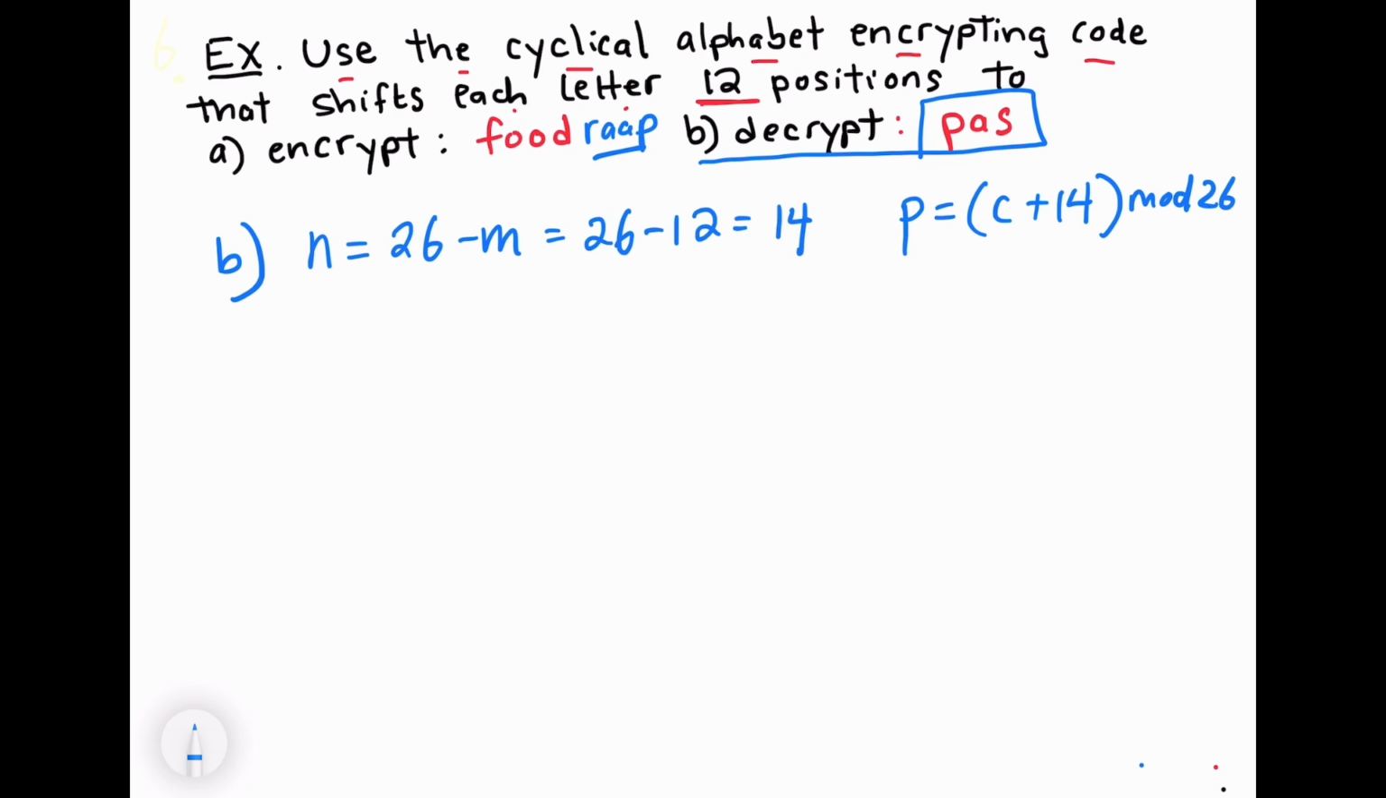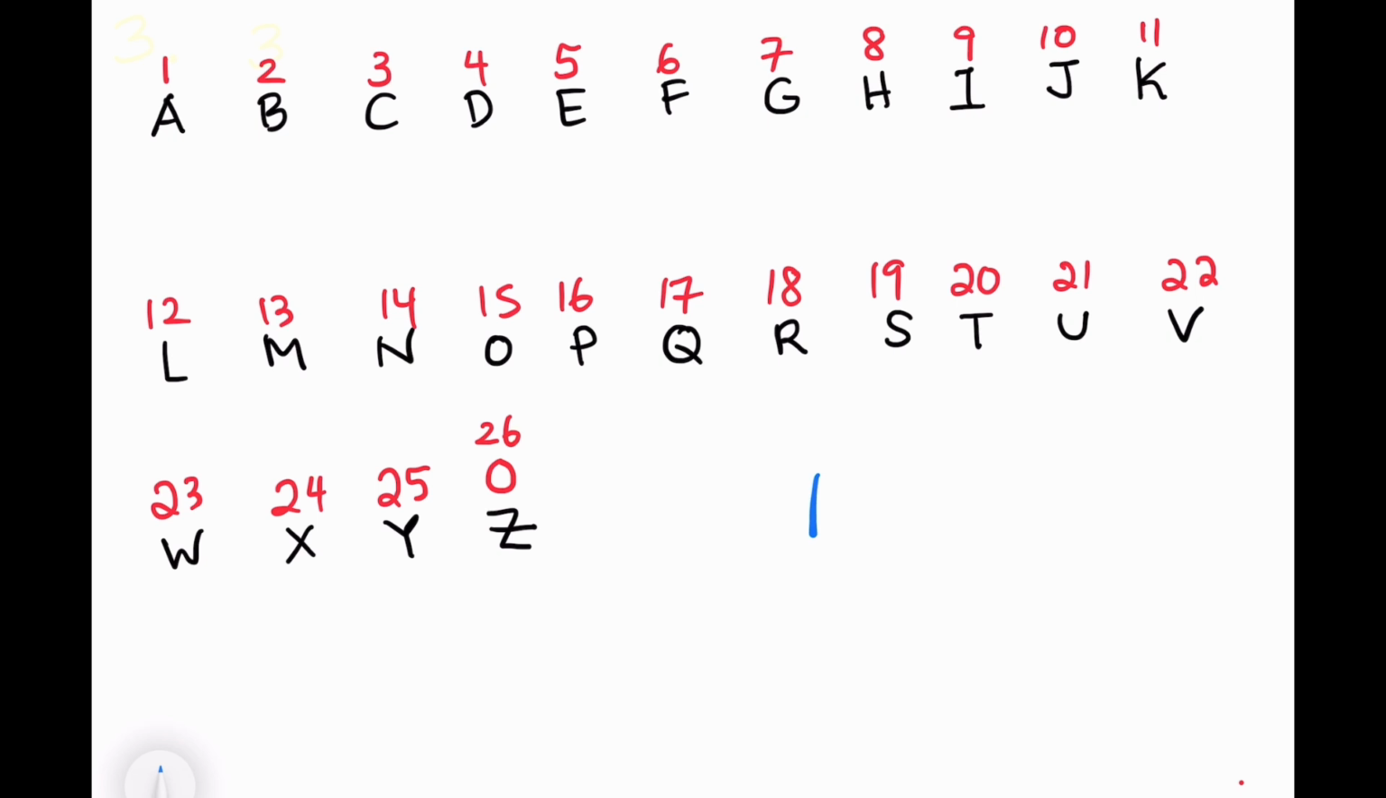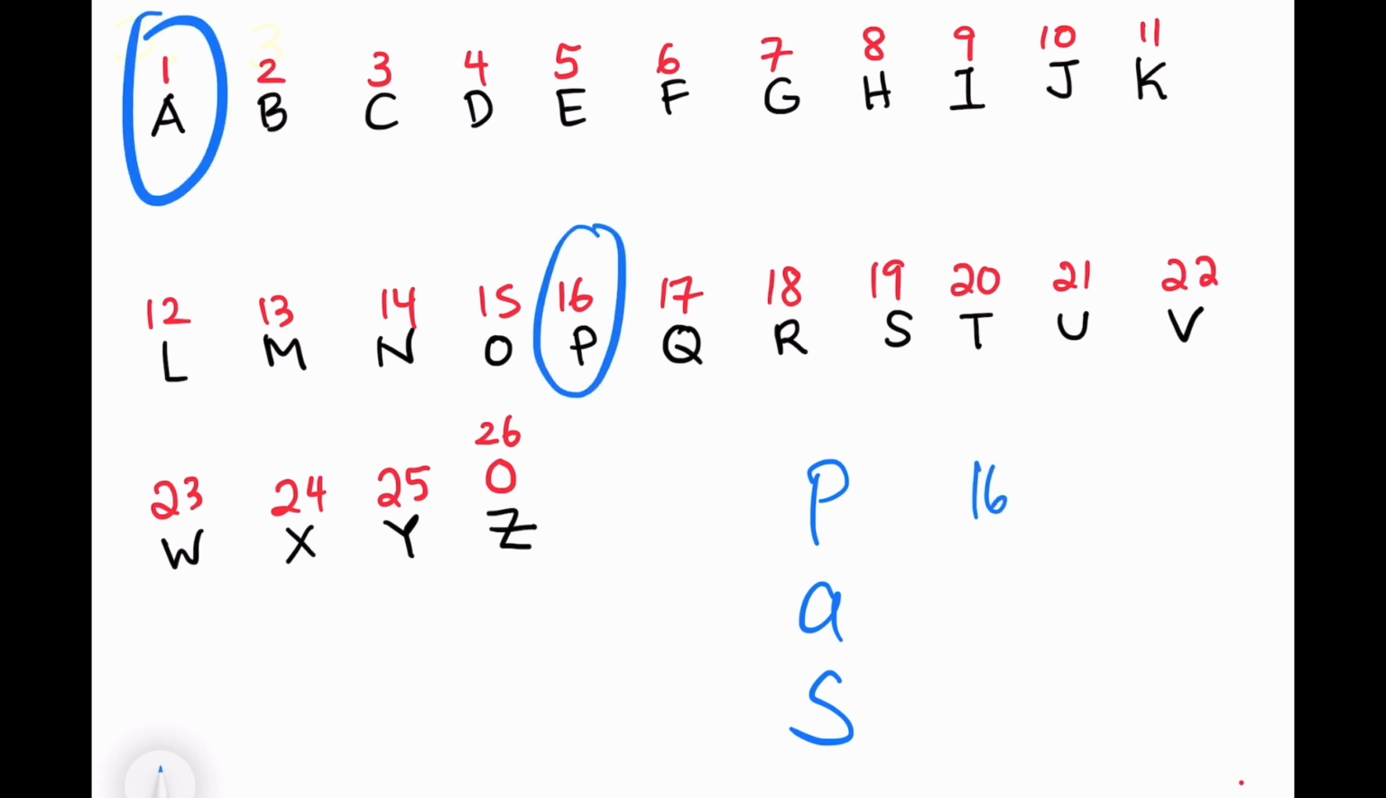So I'm just going to write P, A, and S over here. So the plain text position or number will be given by, remember, this formula. So let's take a look and see what the ciphertext value C is for P, A, and S. Okay, so we are going to look for the positions or the numbers corresponding to P. So here we have a 16. And for A, we have 1. And for S, we have 19. So these are the values of C that we need.